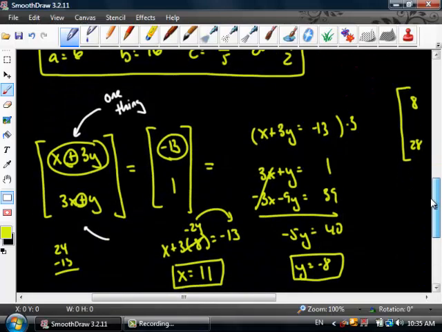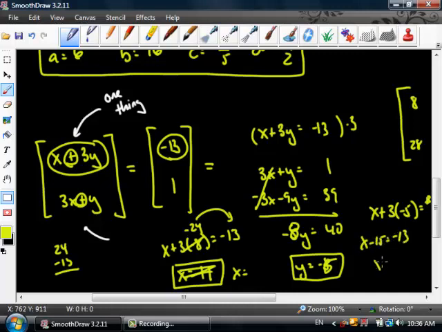But you get 5. Should be negative. Should be 8y. Oh, just kidding. So, boom, boom. This should be 5, right? Negative 5, which means x should be what? So let me redo this. X plus 3 times negative 5 equals negative 13. X minus 15 equals negative 13. So x equals 2. Sorry, so 2, negative 5. Sorry about that. I'm losing it.